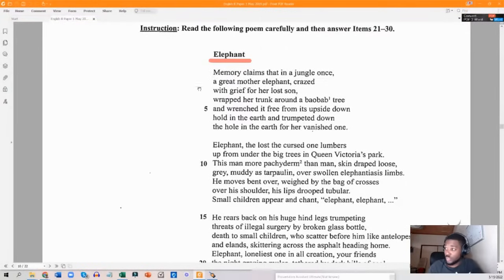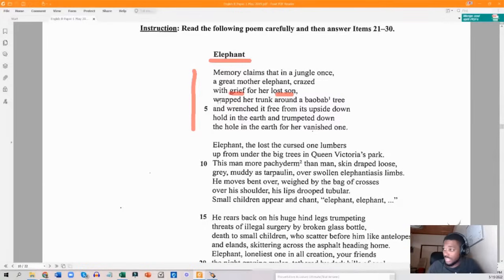So we see here in stanza 1, this is about a real elephant, the animal, a literal elephant. And this elephant is crazed with grief for her lost son. So she lost her son. Maybe the son ran away. Maybe the son died, was eaten, killed. We don't know, but she's experiencing grief for the lost son. So she's grieving now.